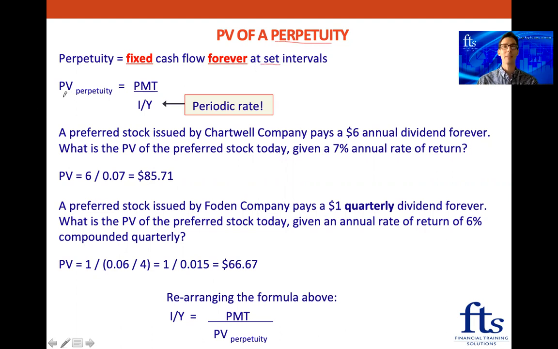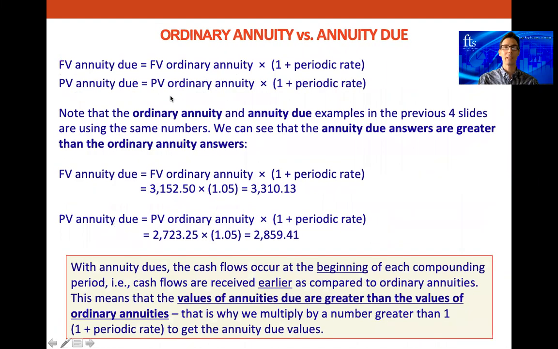And to get the present value of the perpetuity, all we need to do is take whatever this fixed cash flow forever is, which we call the payment, and we divide it by I over y. And remember, I over y from the previous class is the interest rate per compounding period that we call the periodic rate. So I just want us to go back to our normal present value formula for a second.